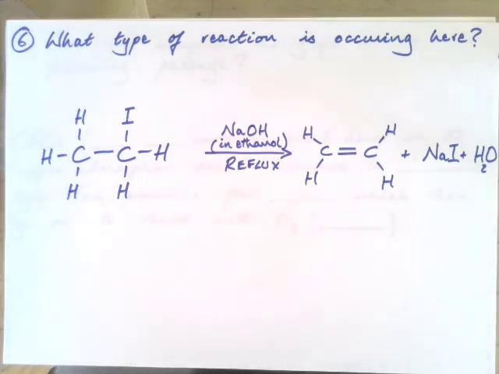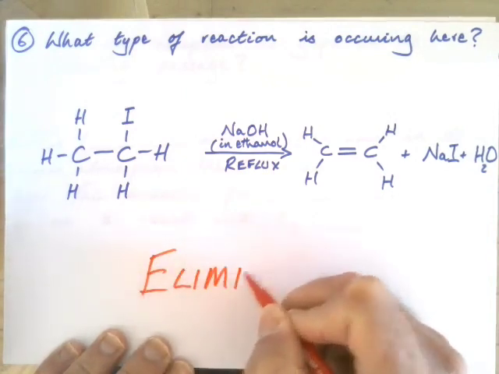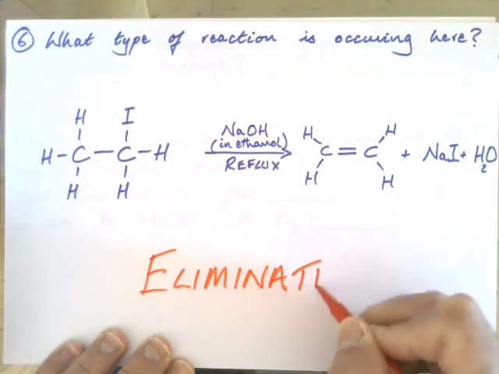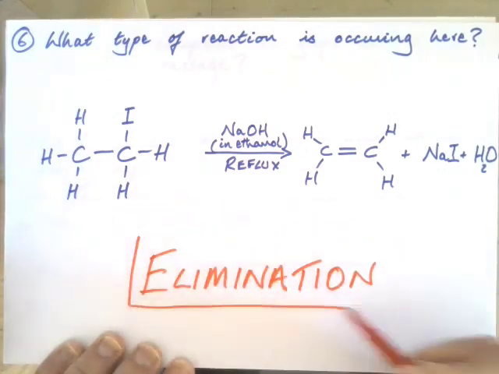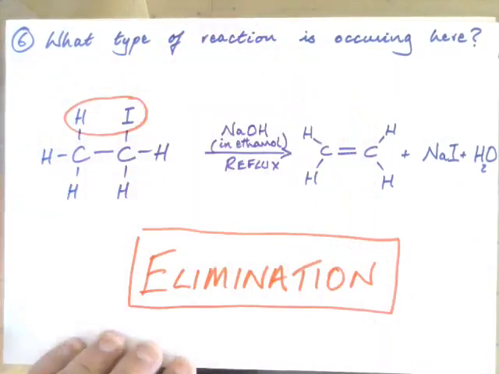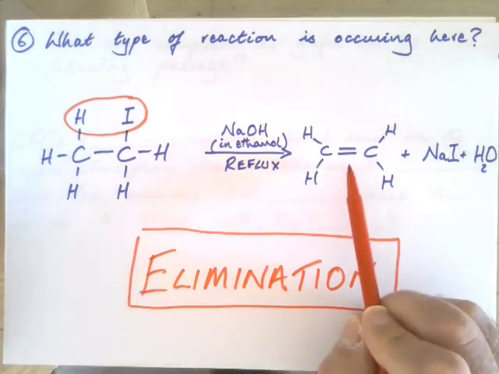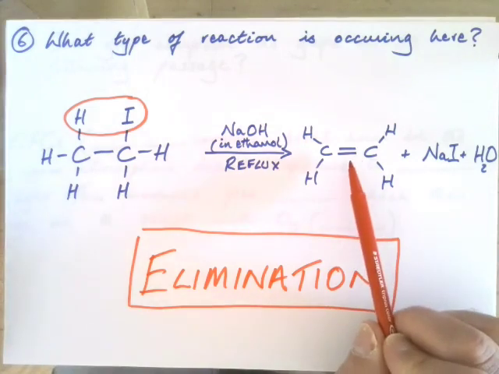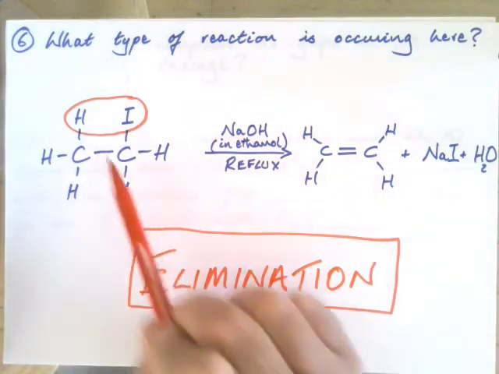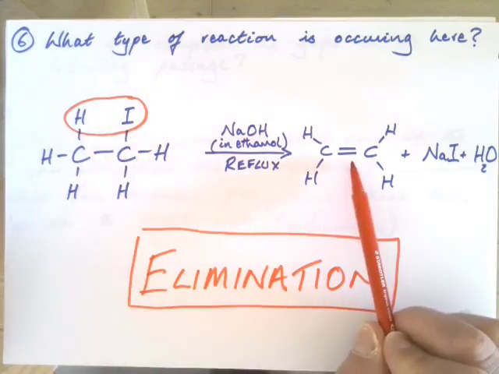Right, did you get it? This is an example of an elimination reaction. An elimination reaction. We've got rid of, effectively, HI. We've eliminated HI from this molecule and we've produced an alkene. Now, a good tip is when you're making an alkene, quite often you will have had to eliminate something from it in order to generate that double bond. So if you're generating an alkene, think to yourself, this is probably an elimination reaction going on here.